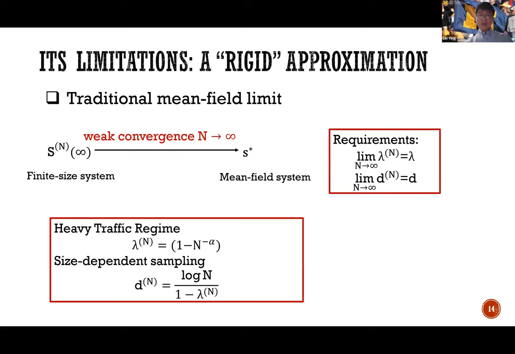So it's okay if the system is, let's say, lightly loaded or d is a constant that never changes and does not depend on n. But we run into problems if we want to go beyond that. For example, if we want to understand the performance of the system in the heavy traffic regime, where lambda is a function of n, so lambda approaches 1 as n goes to infinity, right?